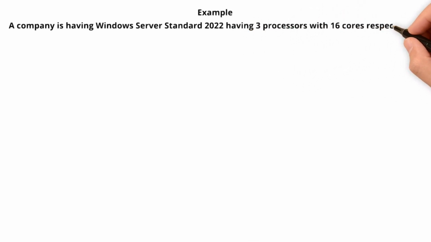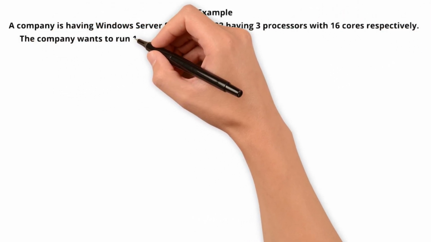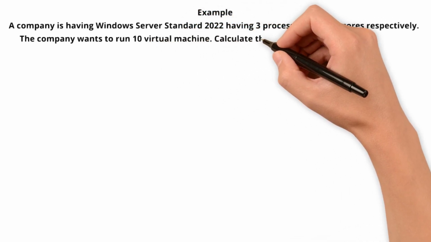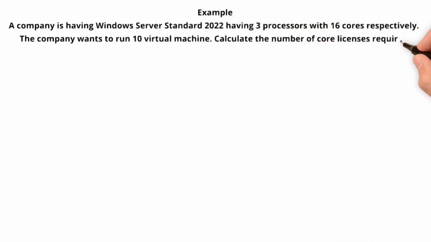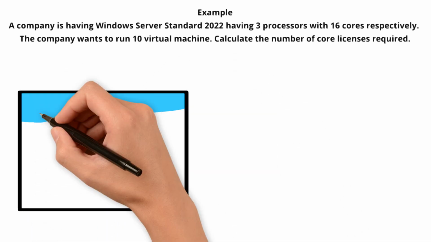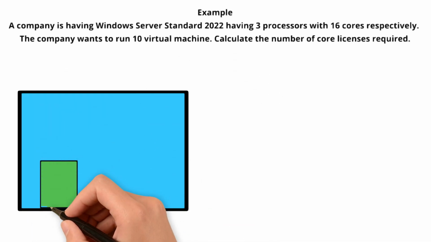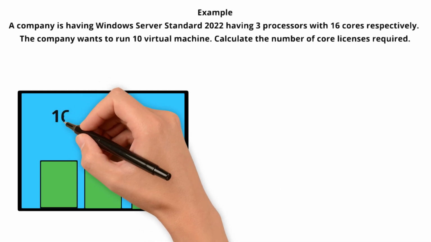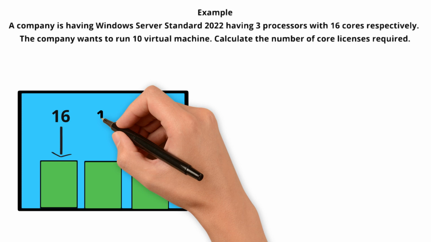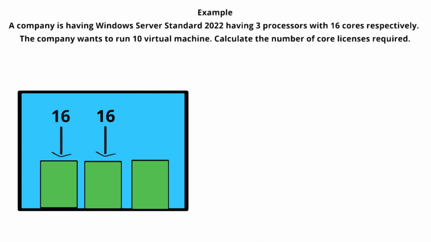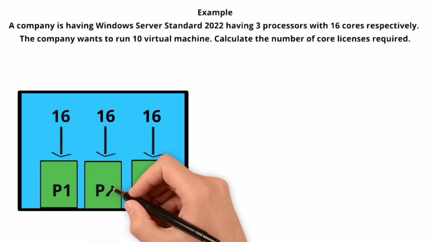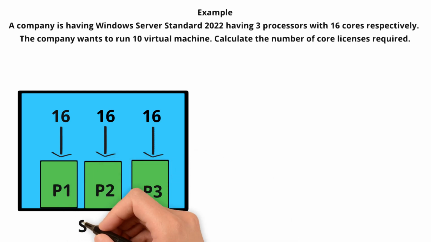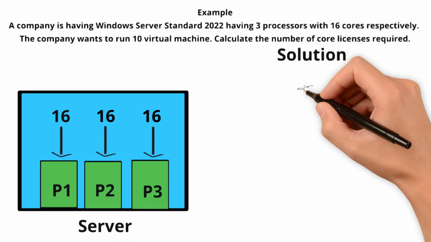Let's try to understand with another example by calculating the virtualization as well. Here is a company having Windows Server Standard Edition with three processors with 16 cores each. That means all three processors have 16 cores only. The company wants to run 10 virtual machines, and now we need to calculate how many core licenses we require for this Windows Server Standard to run 10 virtual machines. Going by the same two thumb rules, we require 16 core licenses per processor, and as we can see, we are able to meet both criteria which we mentioned before.